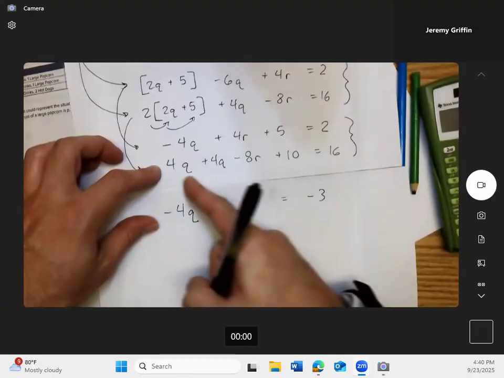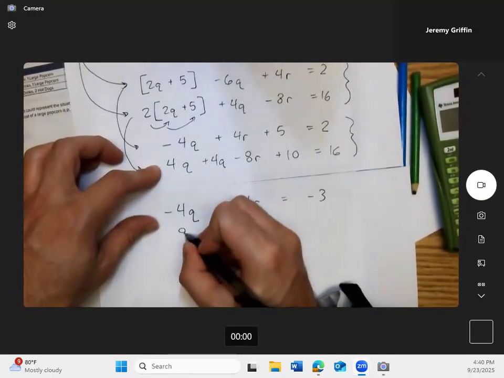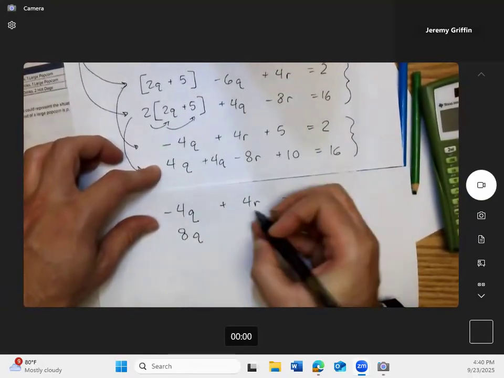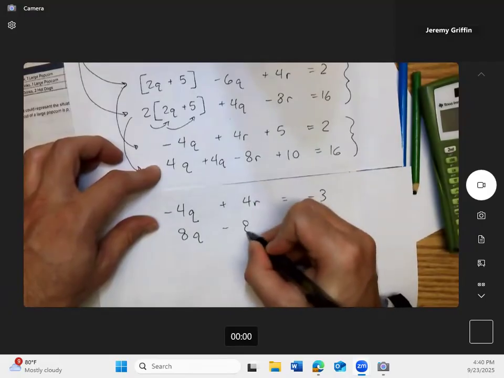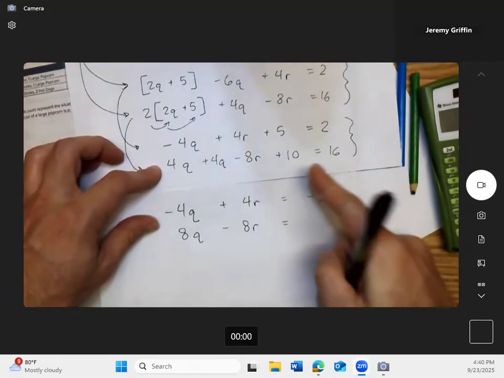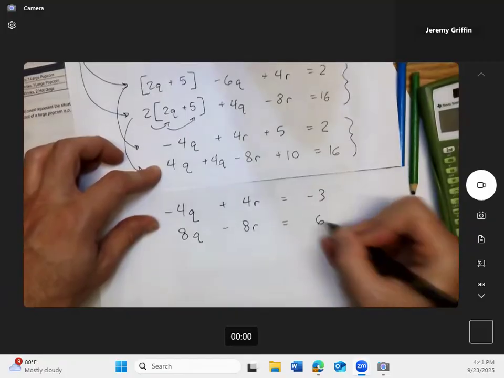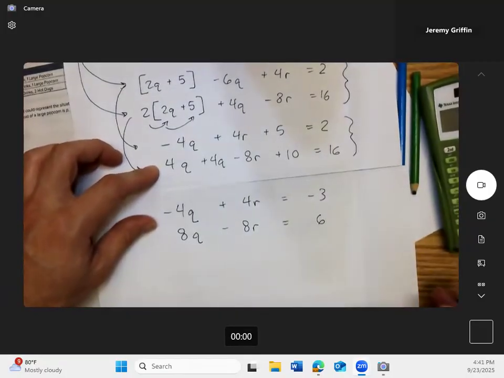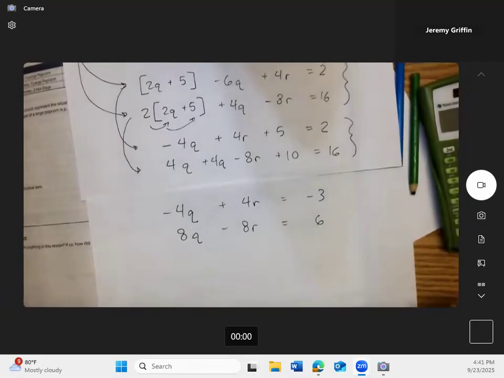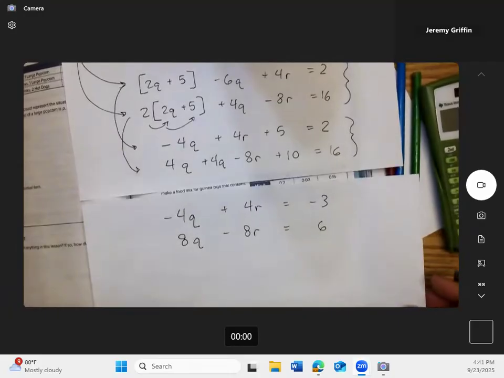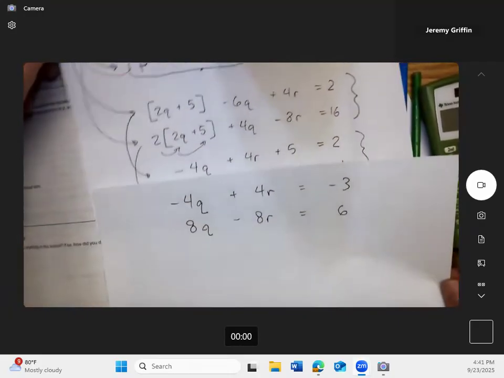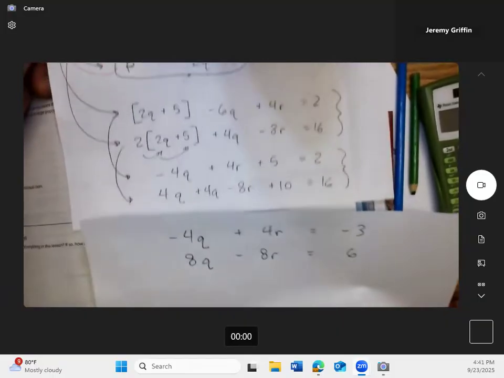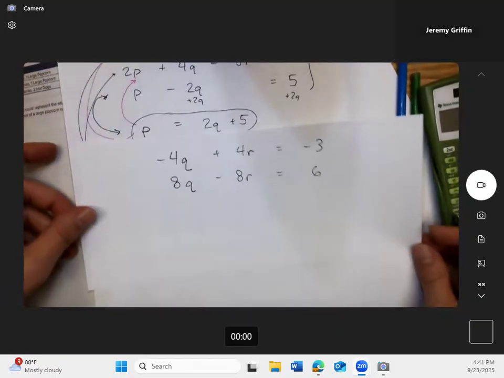Okay. This bottom one, okay, I'm getting 8q's, 8q minus 8r. And then if I subtract over 10, wouldn't that give me positive 6? Something like that. Okay. Yeah, I see where it's headed now. I had to play around with this a little bit because it wasn't immediately obvious, at least to me from the outset. But I see now.